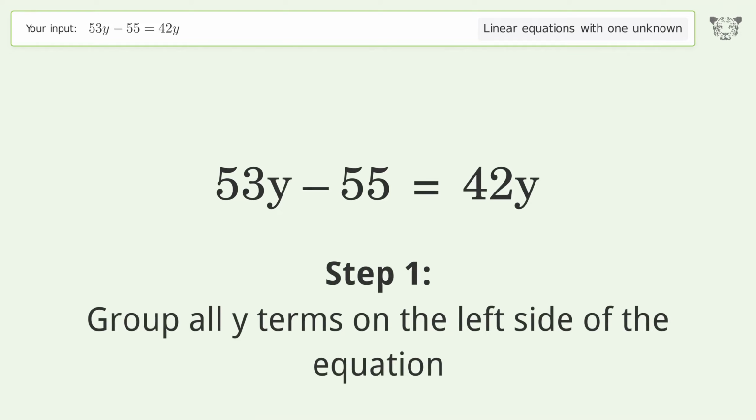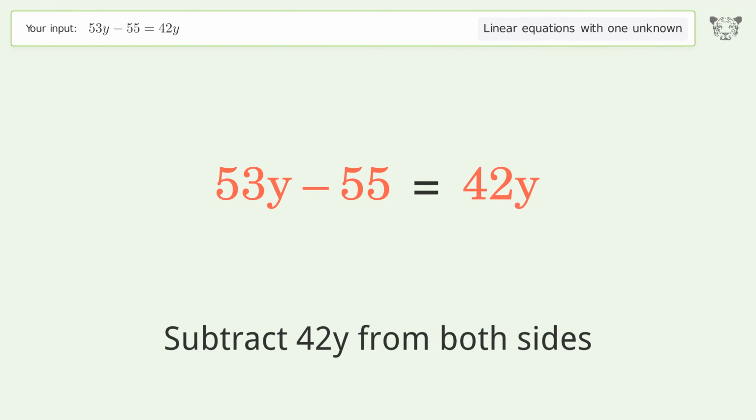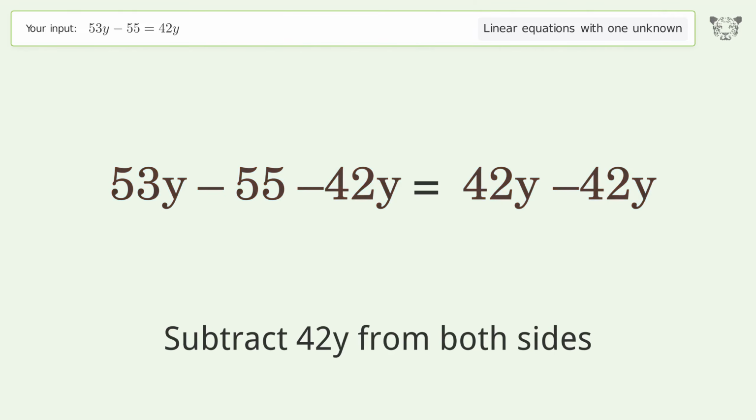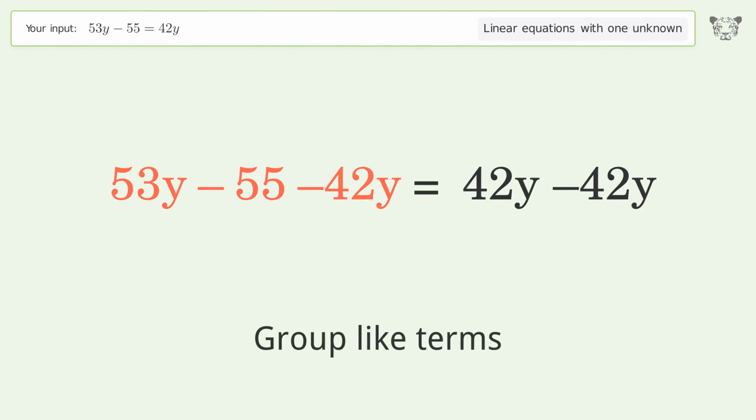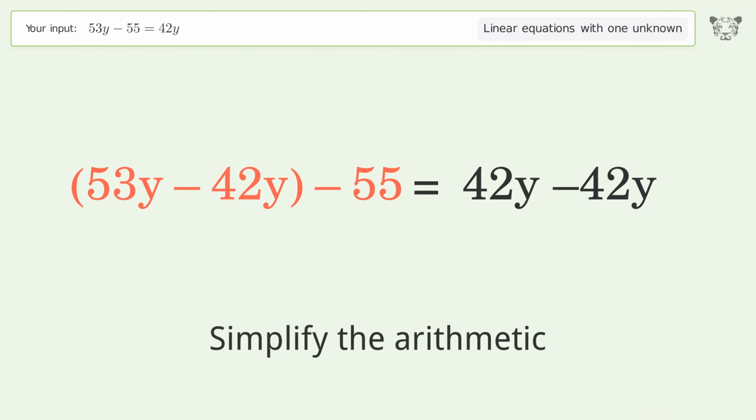Group all y terms on the left side of the equation. Subtract 42y from both sides. Group like terms. Simplify the arithmetic.